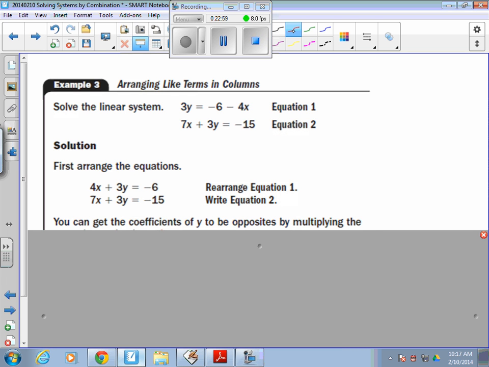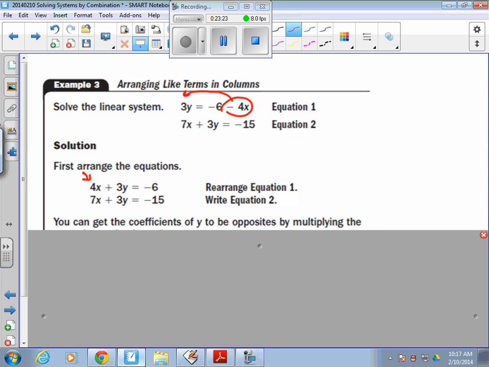So you want to move minus or negative 4x over to the other side. If it was negative on the right, when it moves over, notice it becomes positive 4x. So you have positive 4x, positive 3y equals negative 6. That's the only change that was made. The negative 4x was brought over. Now you have x's on top of x's, y's on top of y's, constants on top of constants.